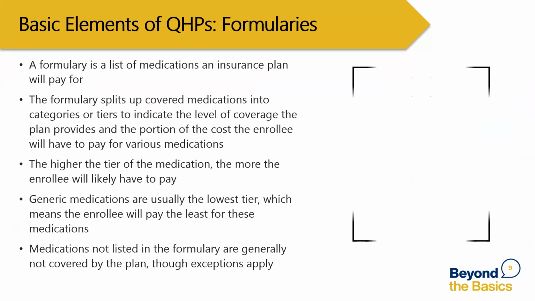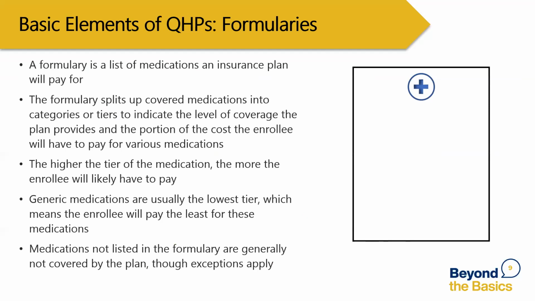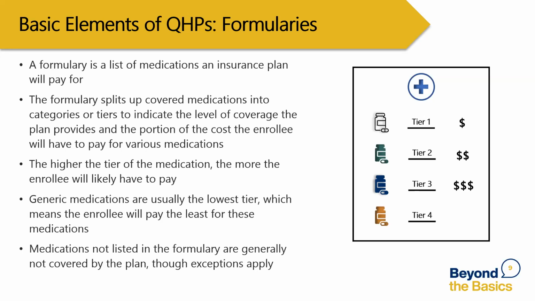The next element of QHPs is the formulary. As I mentioned earlier, while QHPs are required to cover prescription drugs, they're not required to cover every single prescription drug available. A formulary is basically just a list of medications that an insurance plan will cover, and medications not listed in the formulary are generally not covered by the plan, although some exceptions do apply here.